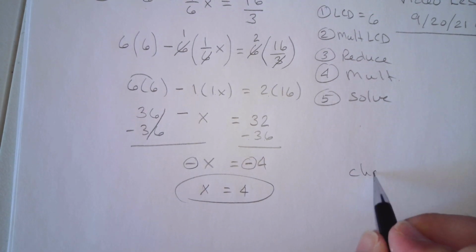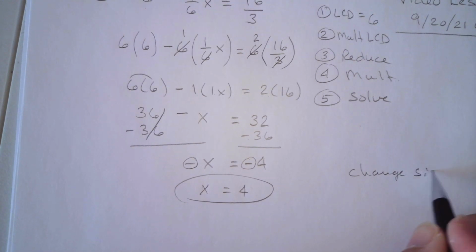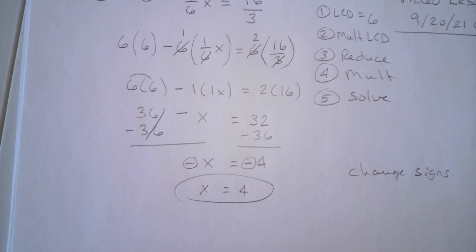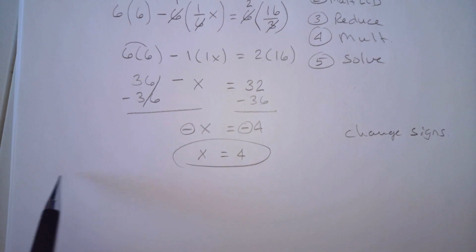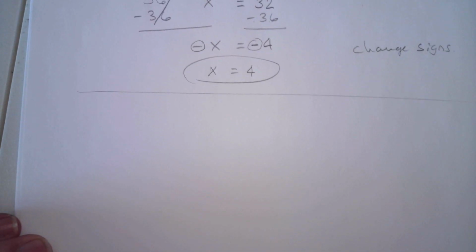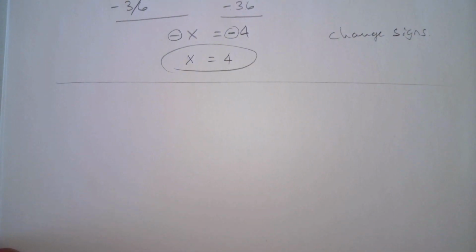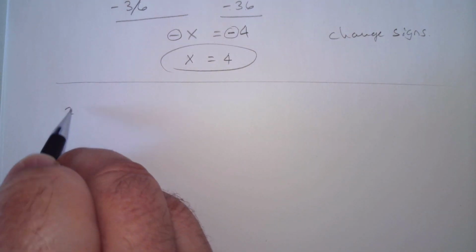So just change signs instead of dividing by -1, because it will be a problem eventually.